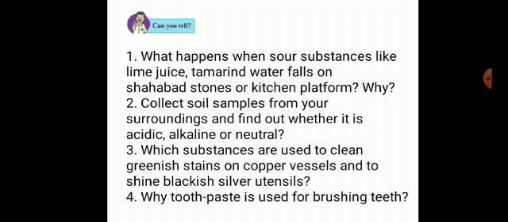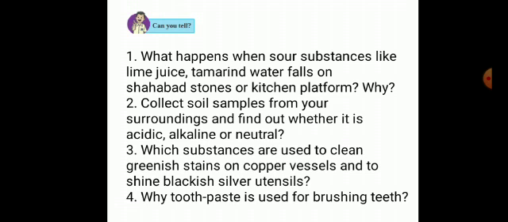Actually, unused copper vessels are covered with a coating of black copper oxide and other compounds of copper which tarnish the vessels. Tamarind contains tartaric acid, and when the vessel is rubbed with tamarind pulp, tartaric acid reacts with copper oxide and removes the layer, and thus the copper vessel regains its shine. Clear?